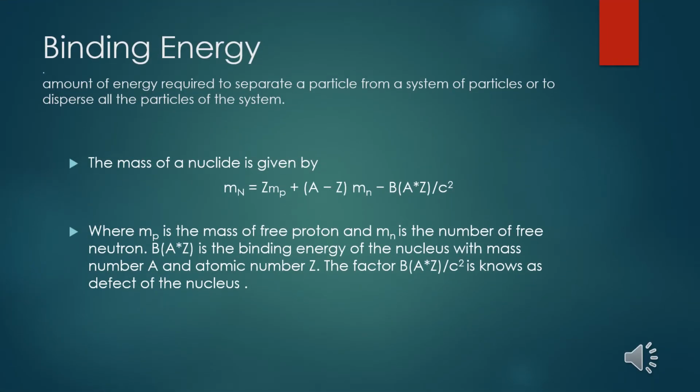What is binding energy? Binding energy is the amount of energy required to separate a particle from a system of particles, or to dispose of a particle of the system. The mass of a nuclide is given by Z m_p plus (A minus Z) m_n minus B(A,Z) divided by c squared, where m_p is the mass of the free proton and m_n is the mass of the free neutron. B(A,Z) is the binding energy of the nucleus with mass number A and atomic number Z. The factor B(A,Z) divided by c squared is known as the mass defect of the nucleus.